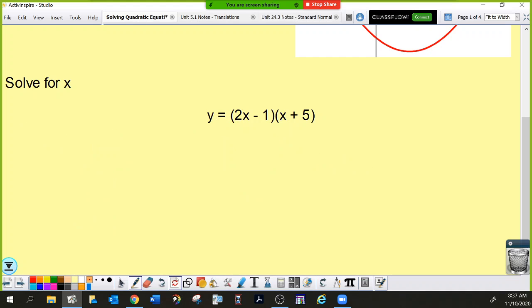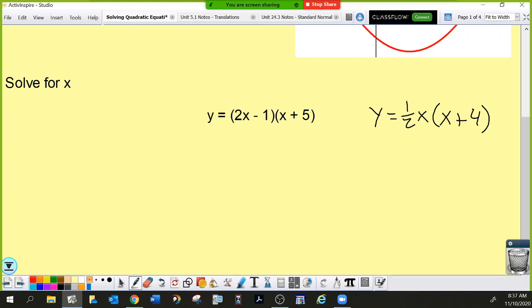So yeah, when they're already factored, life is good. I know it's not part of the notes, but I do want to just add this real quick. You've seen things like this before. You guys remember how to solve this? This is already factored. This is intercept form.